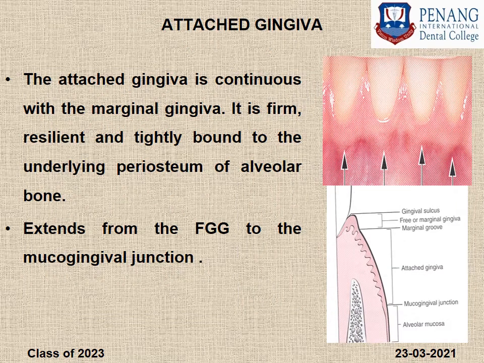So coming on to the next part, that is your attached gingiva. The attached gingiva is a part continuous with your free gingiva. It is firm, resilient, and tightly bound to the underlying periosteum of the alveolar bone. This extends from the free gingival groove to the mucogingival junction. In other words, the free gingiva and the attached gingiva are separated by the marginal groove, and the attached gingiva and the alveolar mucosa are separated by the mucogingival junction.